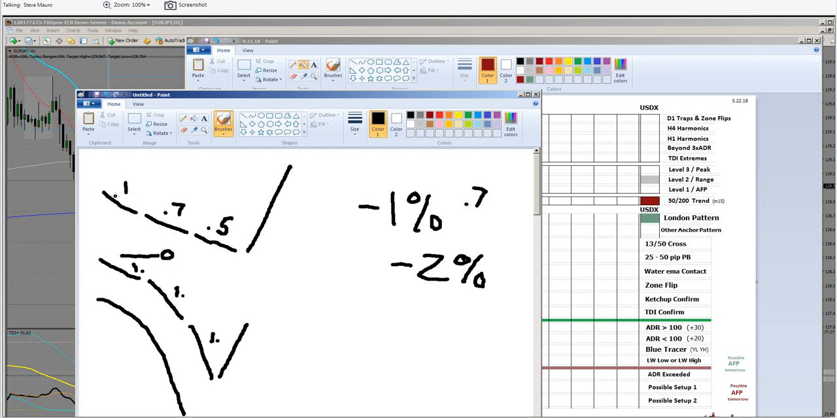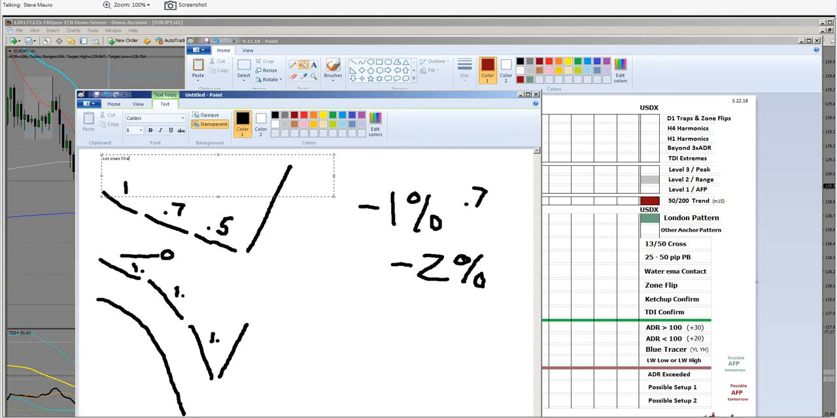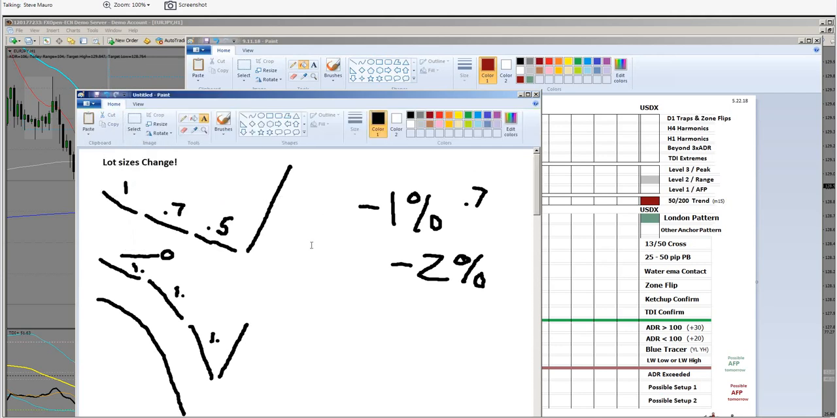So really what happens is your lot sizes change, right? Let's draw that in. Lot sizes change. Now that's something that most people just don't think about. Whoever taught me how to put an order into the MT4, it mattered what lot size it was. No one says that stuff. And it's a damn shame, excuse my French. All right, so lot sizes change. That's how you have a nice linear pullback.